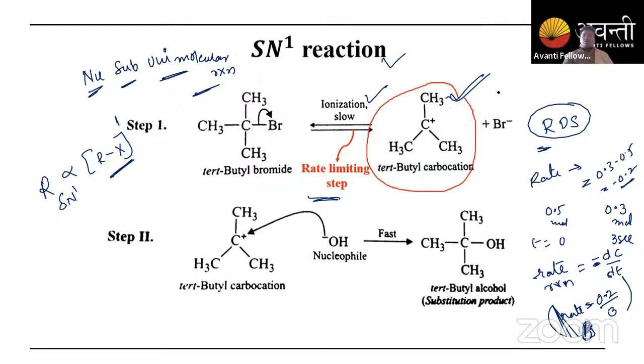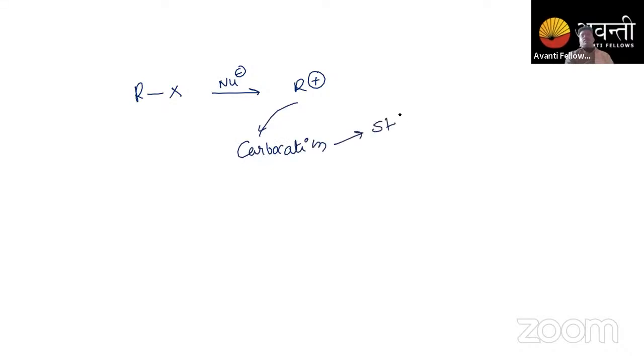Now, whenever you get a carbocation, it is very important. First, what is going to happen? RX, and you are going to substitute by a nucleophile. In the first step you are going to get R plus, a carbocation. The carbocation will try to attain stability. How will it get the stability? By rearrangement. Just listen to this.